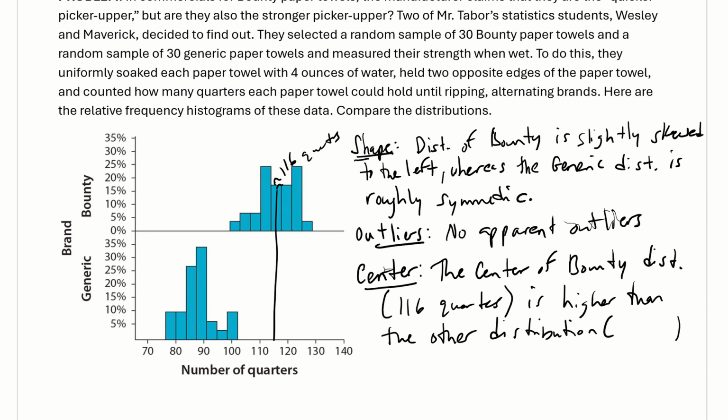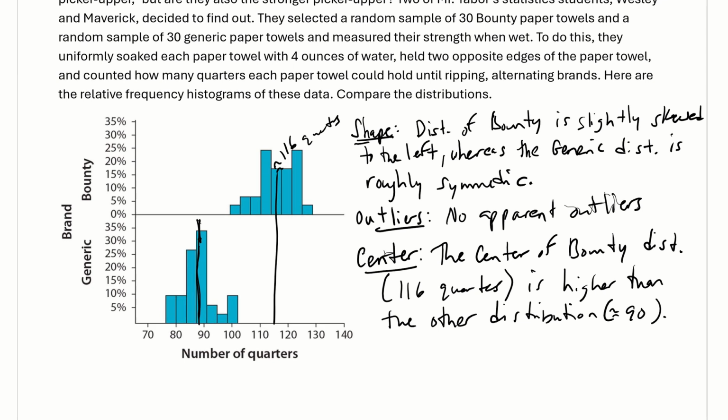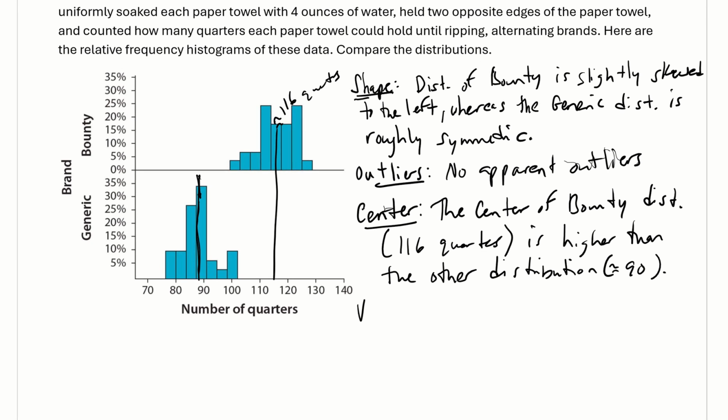So the other distribution, if we look at it, again, this is 20%. This is about 27.5%. So right now this is about 47.5%. And so when we get to here, this has got to be the middle, because that's already above 50%. So the middle is around here, which is approximately 90. We'll just say about 90 quarters. All right, so now we're looking at the spread.